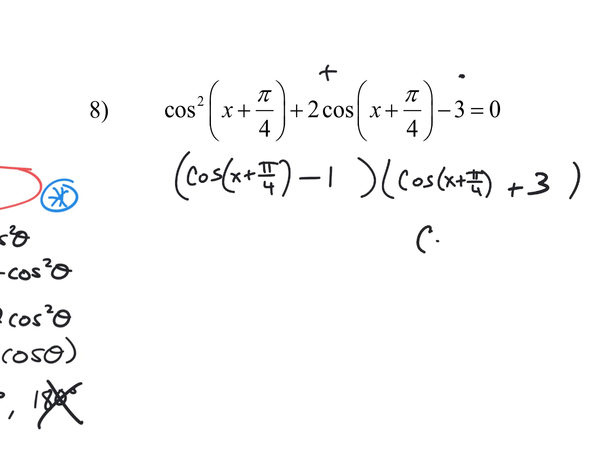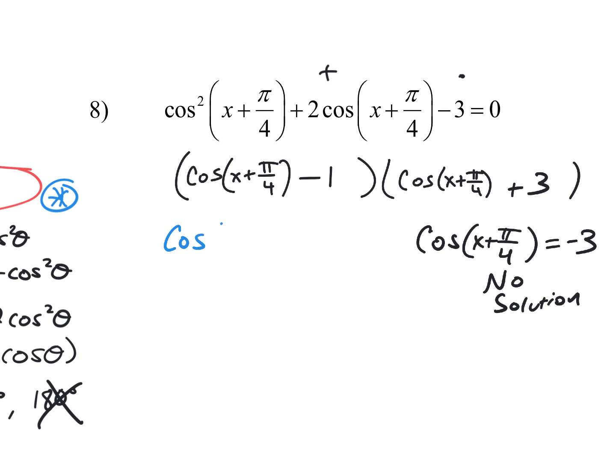Well, I know that cosine will not get us to an answer if it's set equal to negative 3, this will not create a solution. However, on the right, I should be able to get a solution. I'm trying to figure out where the cosine of x plus pi over 4 equals 1. Well, that happens when our angle x plus pi over 4, excuse me, let me reset that. Cosine equals 1 at an angle of 0, or 2 pi.